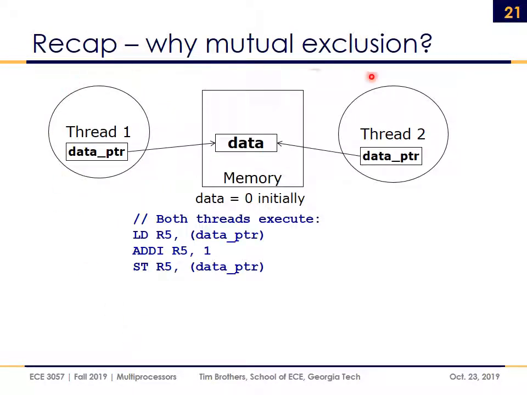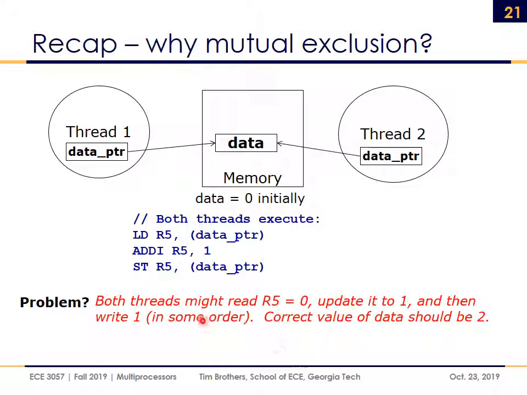So why do we care about mutual exclusion? Why do we care if these two different threads are going to try to write the same data at the same time? So assume again both threads are trying to execute some chunk of code that's going to both try to go to this data piece. Both threads might read R5 is equal to 0, update it to 1, and then write 1 in some order. However, the correct value of data should be 2 if they're both executing the same chunk of code. This one should increment it, and then this one should increment it. Solution: locks.